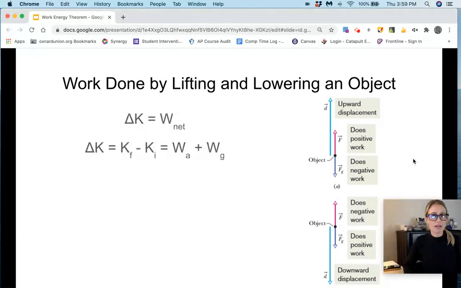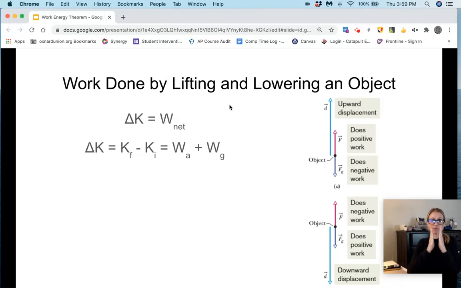So what we get here is we know that the net work done on this object is equal to a change in kinetic energy. Change in kinetic energy, of course, is kinetic energy final minus kinetic energy initial, and then the net work will be equal to the work done by the applied force plus the work done by the force of gravity. Remember, when you're adding two works together, all you do is add them together because this is a scalar quantity. Of course, one of those things is going to be negative in this case because it really just depends on the displacement.